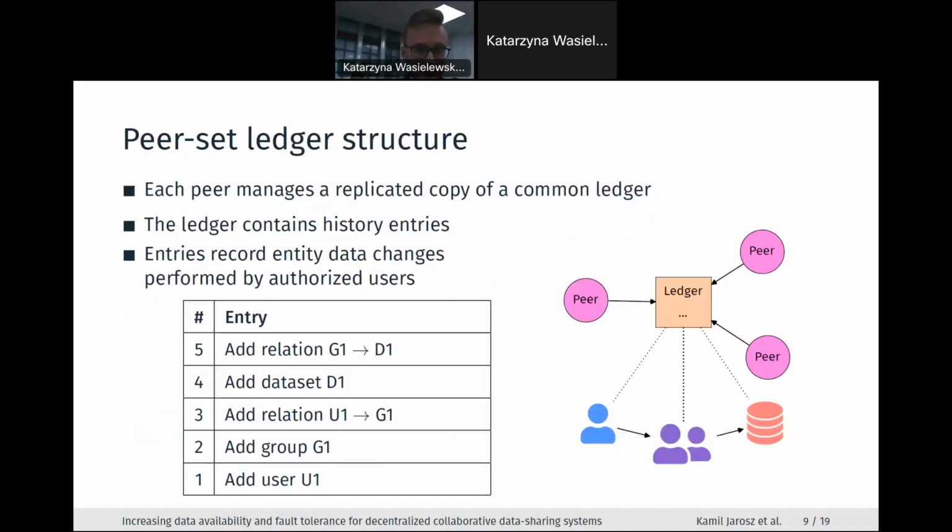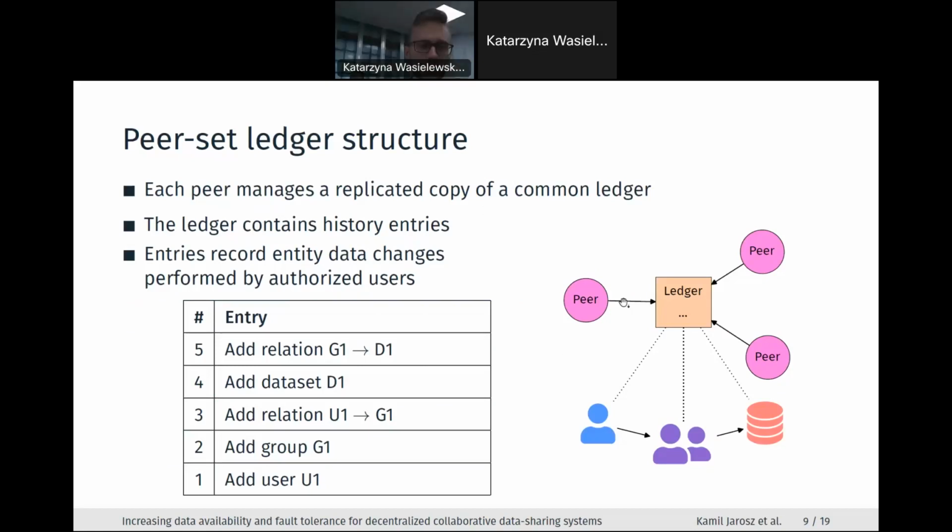So, within the peer set, we store entity data. Those are the users, groups, and data sets. And here we have an example. We have a shared ledger, which every peer has a copy of. It's replicated across all the peers. And the ledger itself contains history entries, which describe the entity data.